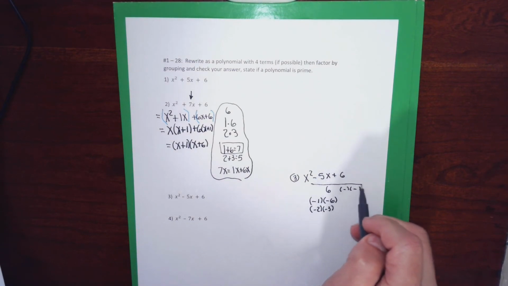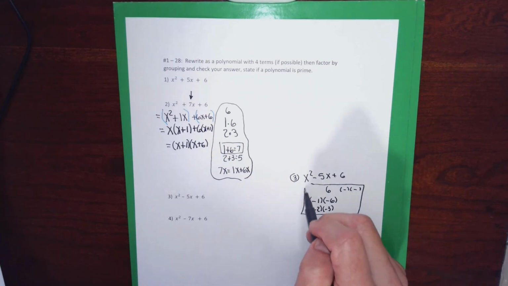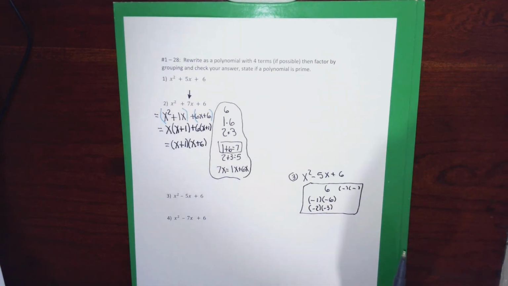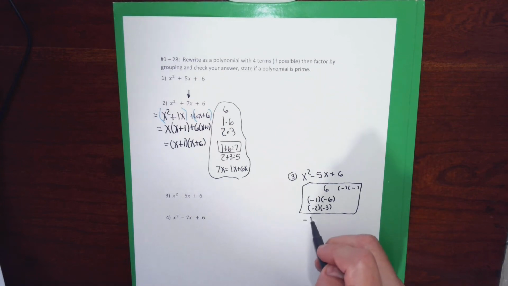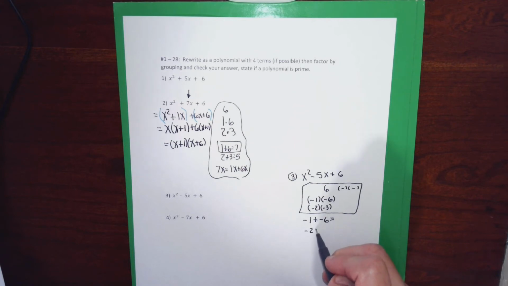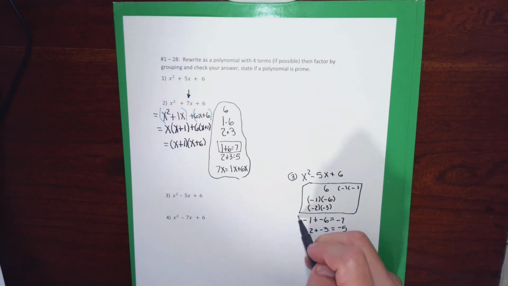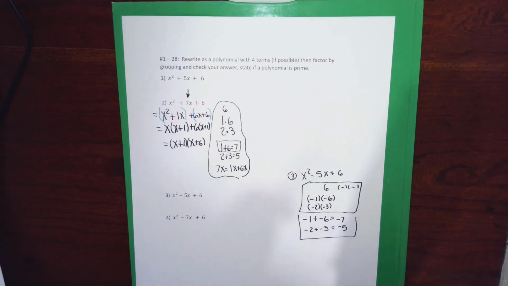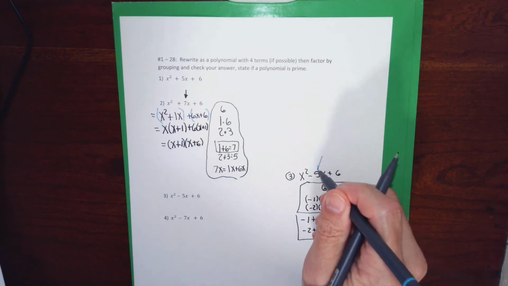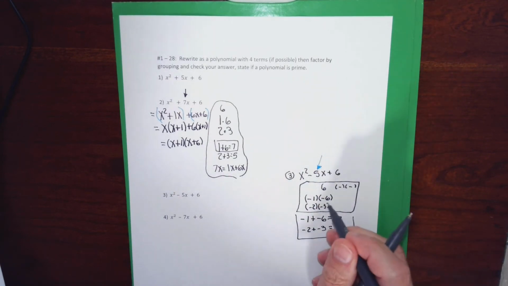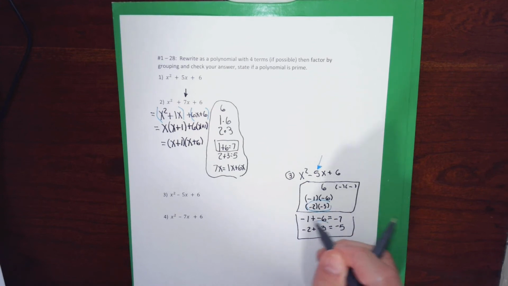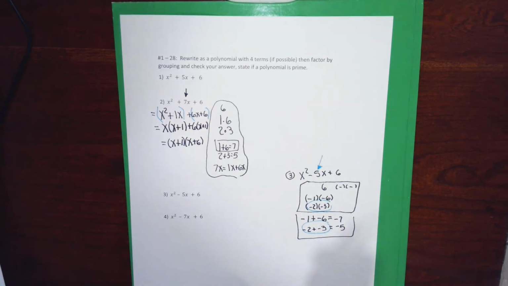First I look at the last number and my template and find all the factors. After I get the factors, I start adding them up. I'm going to add the first factor, negative 1 plus negative 6, and the second pair, negative 2 plus negative 3. If we're adding and the signs are the same, you add the numbers and keep them negative. The pair that I'm going to need is the one that gives me the number in the middle. So the pair that I'm going to need is negative 2 and negative 3.